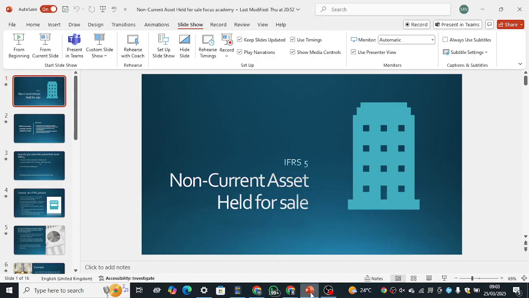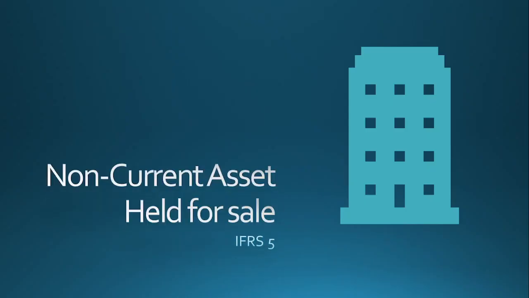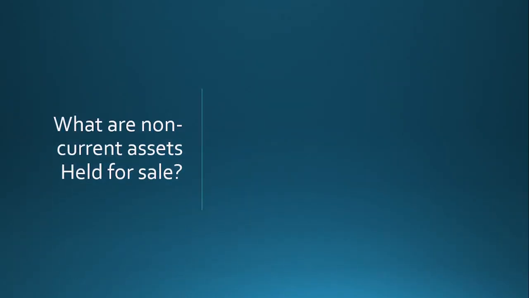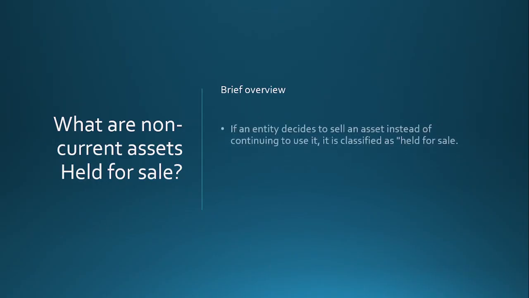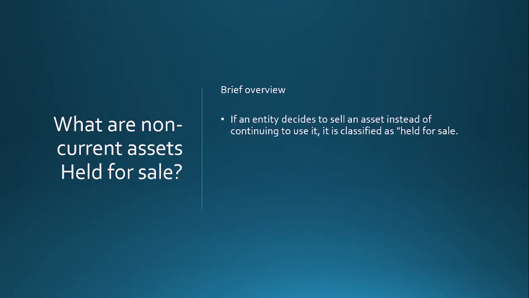Okay, guys, so let us begin the topic of non-current assets held for sale, which is guided by IFRS 5. What are non-current assets? To give you a brief overview, if an entity decides to sell an asset instead of continuing to use it, it is classified as held for sale.